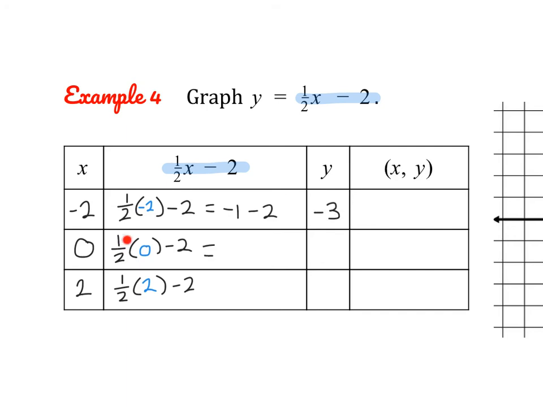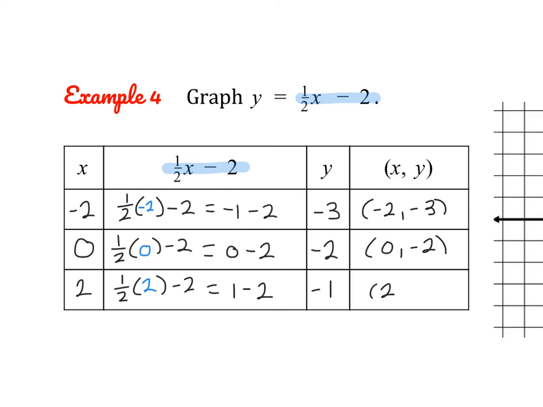Okay, so let's try this next one. 1/2 times 0 is just 0, and 0 minus 2 is negative 2. And then last, 2 times 1 is 2. 2 divided by 2 is 1. And 1 minus 2 is negative 1. So my coordinates are negative 2, negative 3, 0, negative 2, and 2, negative 1.